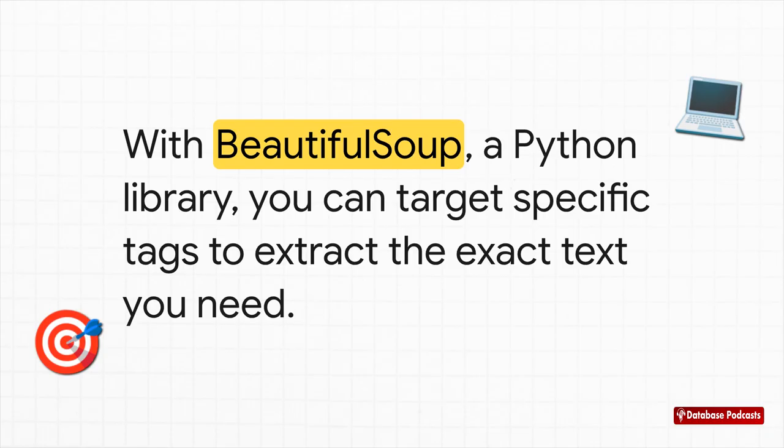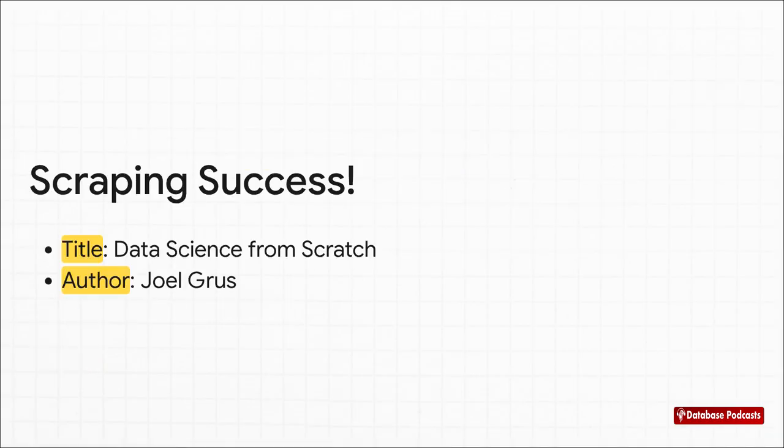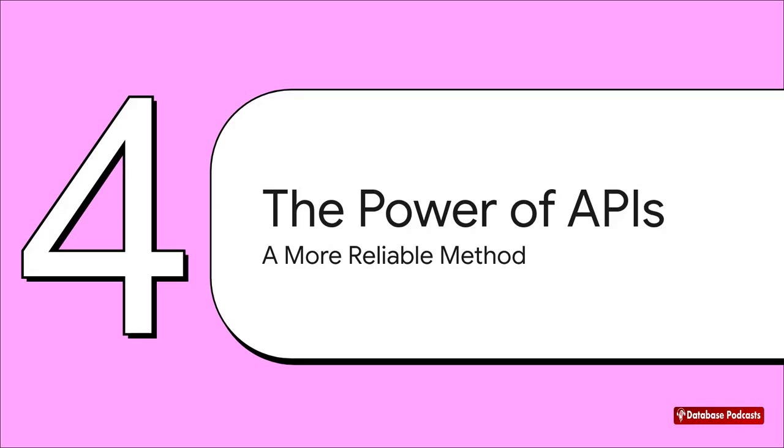It's like having a scalpel to surgically extract the data. And the result? We did it. We pulled that structured data, the title and the author, right out of that messy HTML. Now, this is an amazing trick, but scraping has a pretty major weakness. Scraping feels kind of fragile, doesn't it?